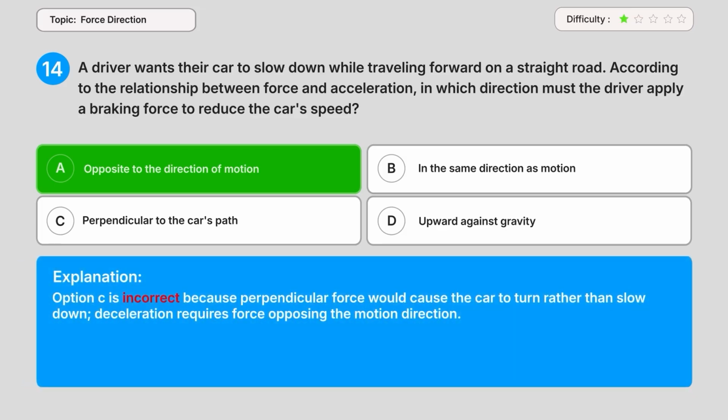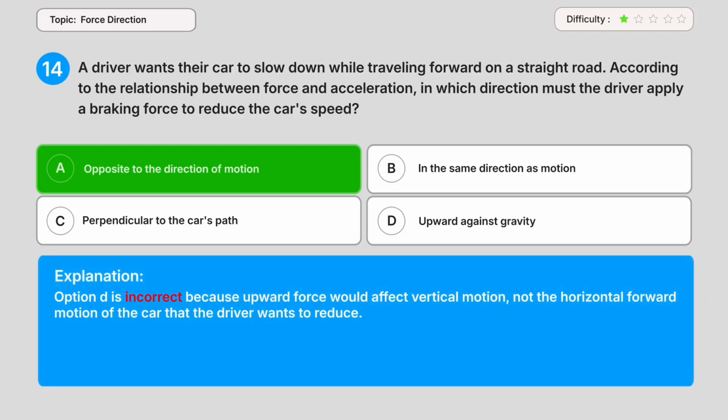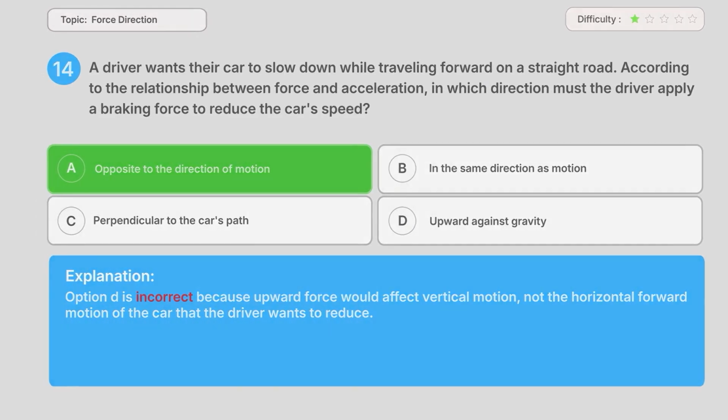Option C is incorrect because perpendicular force would cause the car to turn rather than slow down. Deceleration requires force opposing the motion direction. Option D is incorrect because upward force would affect vertical motion, not the horizontal forward motion of the car that the driver wants to reduce.